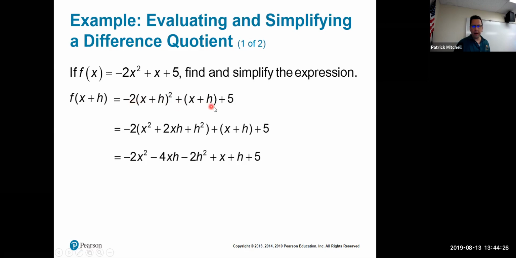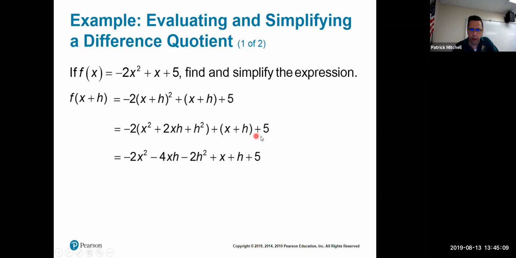Now, the thing that you may or may not have remembered is that when you square a binomial like x plus h squared, there's a specific way you have to do that, right? You can't just say x squared plus h squared. You either have to write x plus h times x plus h and then FOIL it, and that's how you get this. Or there's also a special pattern for squaring a binomial that sometimes we talk about in our algebra classes. So either way that you do it, you should get that the square of x plus h is this thing, okay? And then over here you have your plus x plus h plus 5.